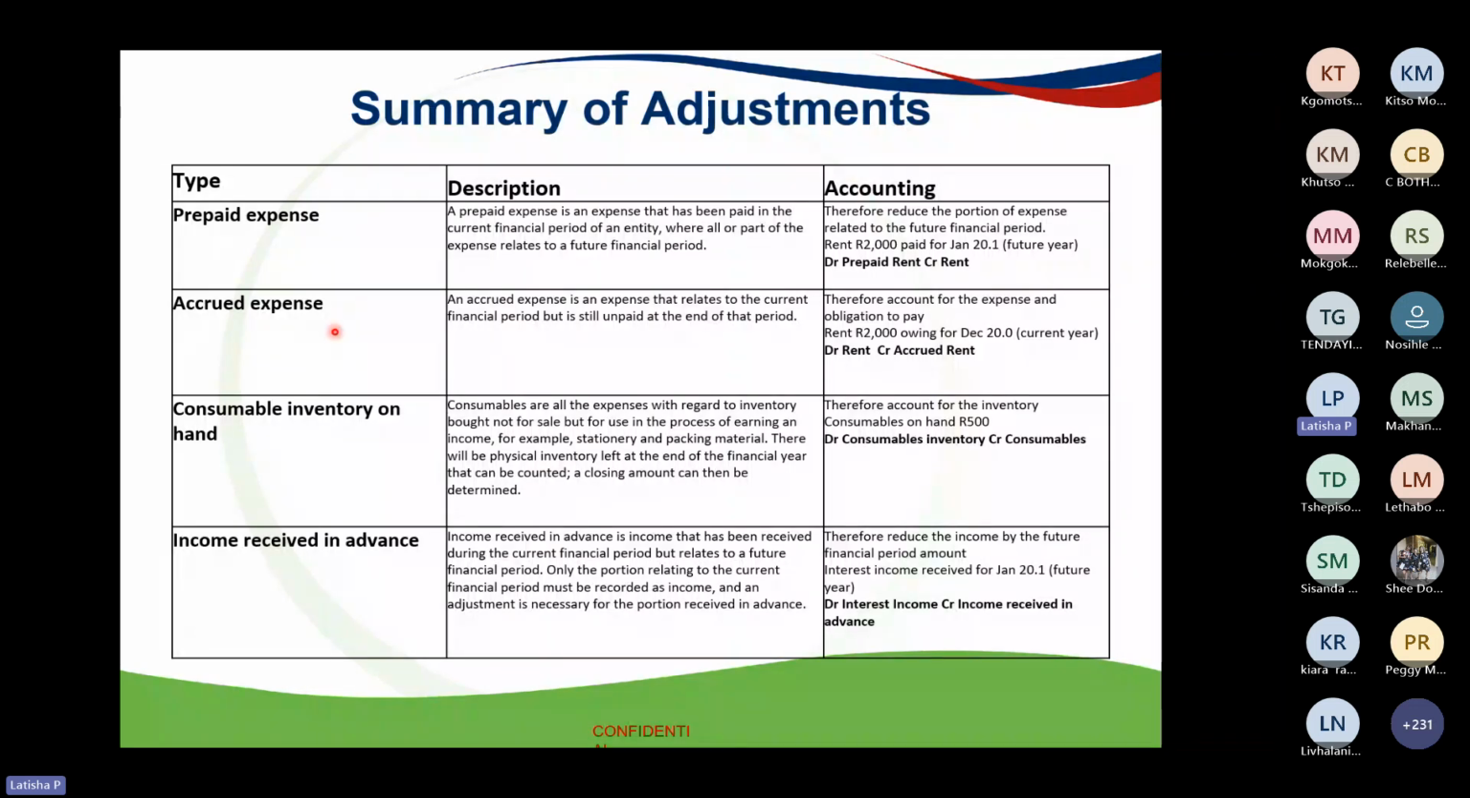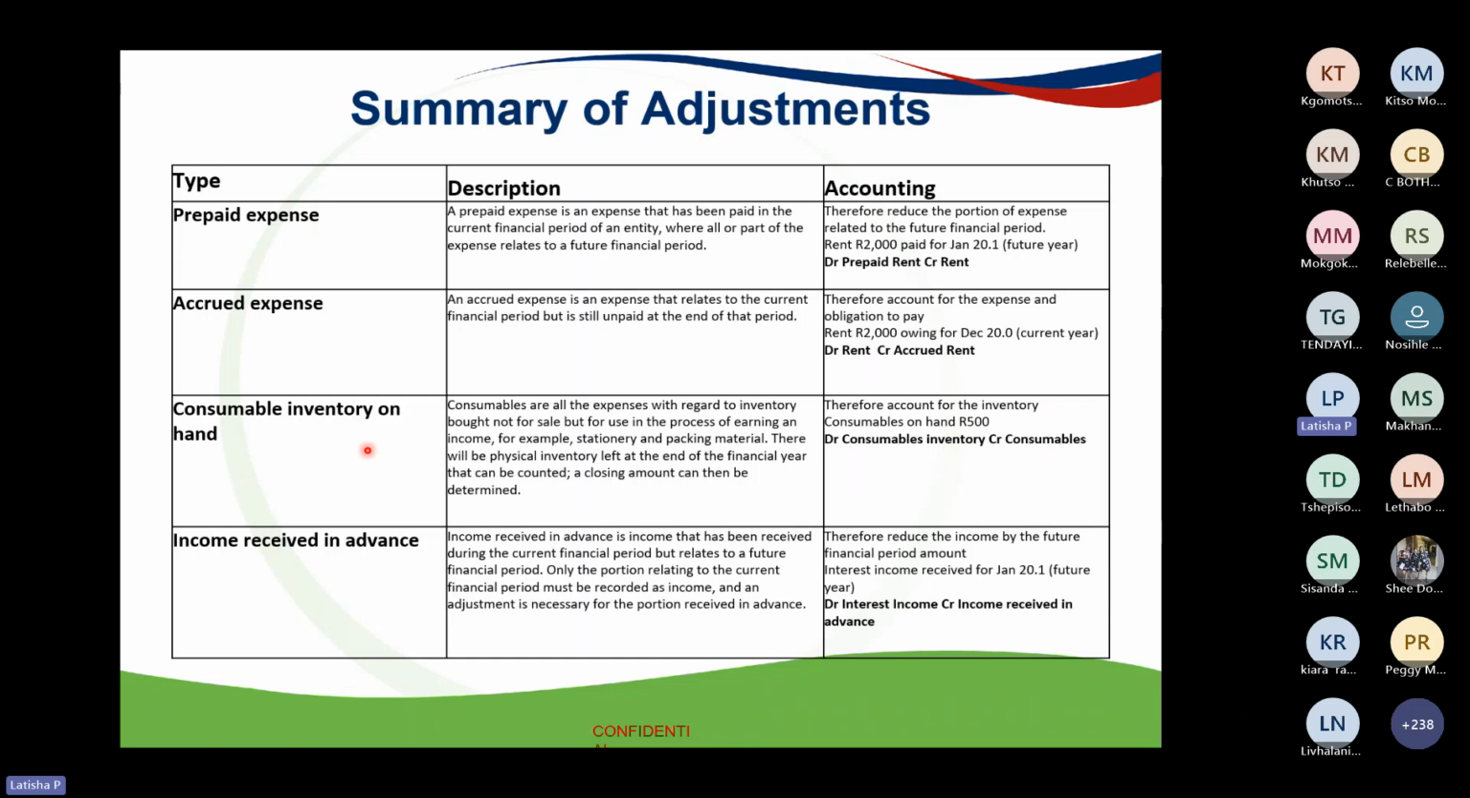Then if we look at the opposite of a prepaid expense, it would be an accrued expense. So an accrued expense is an expense that relates to the current year. However, it has not been recorded yet in our books. So in this case, we need to actually account for the expense. And similar to the previous example, I've used rent of 2,000 that we are owing for December. So we then need to record it in our books. So we would debit the rent expense and credit accrued rent. That would be how we then record the expense in our current year.